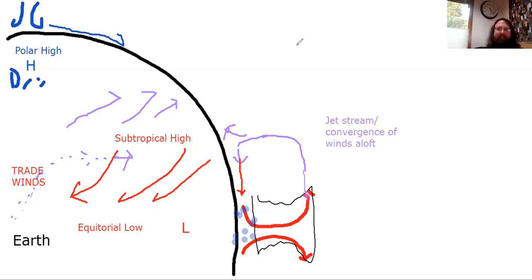Now, these winds have a name, and it is not Mariah, though that would be awesome. The winds in the mid-latitudes that originate at the subtropical high and move poleward, what they call them is the Westerlies.